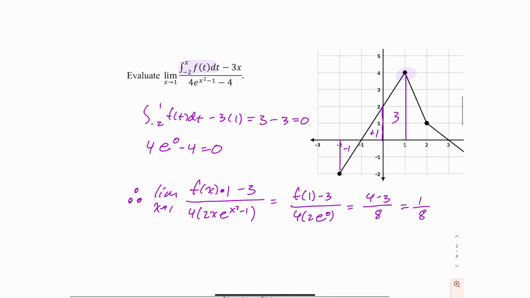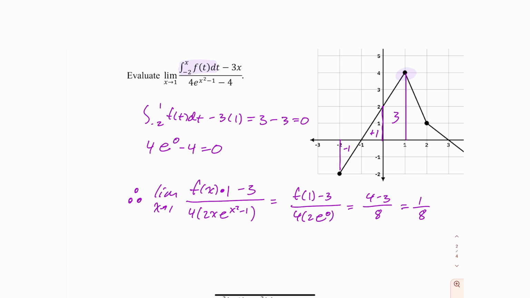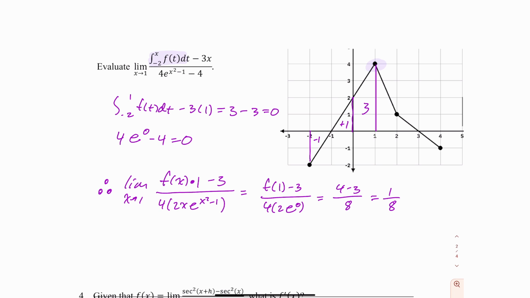If we want to clean up our work a little bit, we would go back up here and say the limit. I don't know that we can clean up our work here. That's the limit of the numerator and the limit of the denominator, but I don't know what we can really do about it. So I'm going to leave it as is.